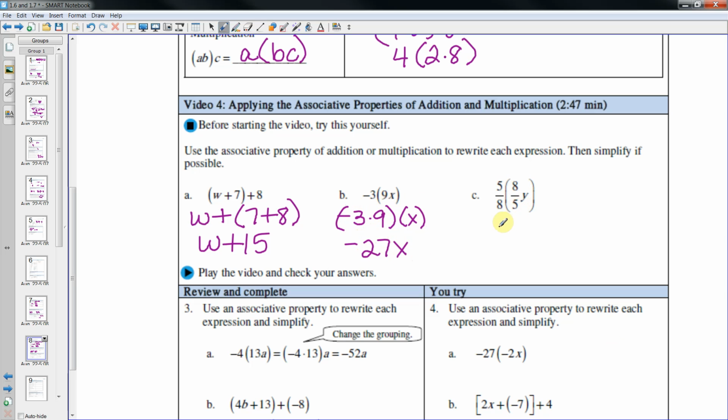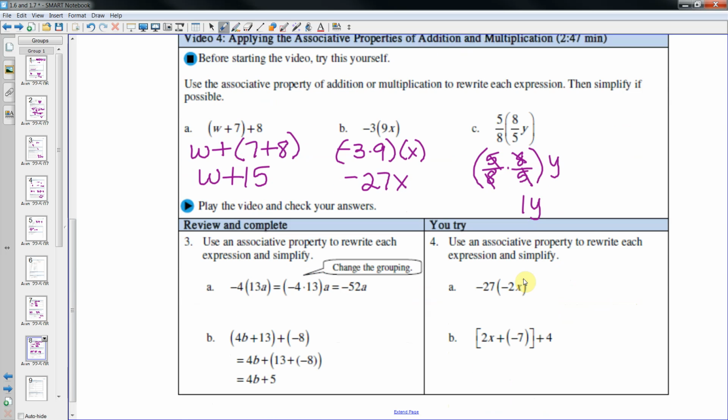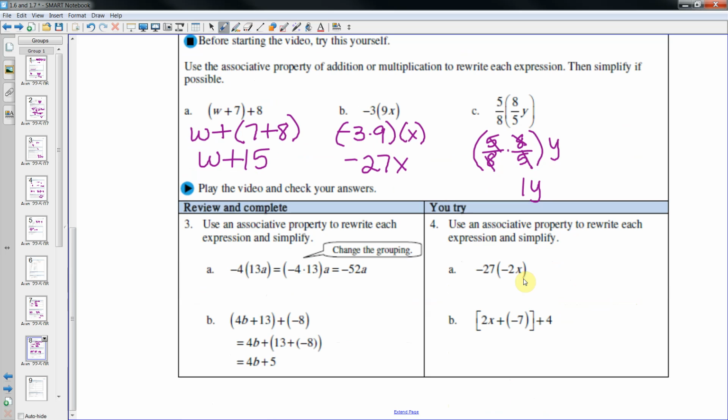And then 5/8 times 8/5 y. Let's put the parentheses around the 5/8 times the 8/5. Wonder what's going to happen to those two. They look like reciprocals. And sure enough, they're reciprocals. They cancel each other out and end up with a 1y, or you could just put y. So associative property, remember we're changing parentheses.